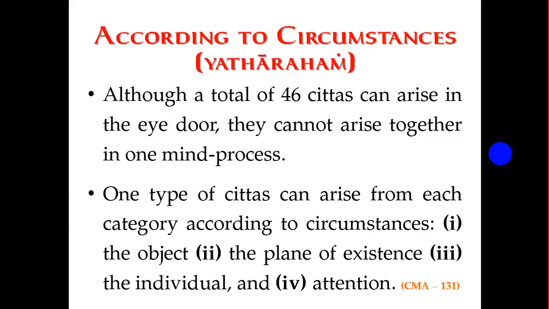Number 1, the object. Number 2, sometimes the plane of existence. In the 5 material realms, in the Brahma realms, registration citta cannot arise, right? Only javana, no registration citta. So therefore, it depends on the plane of existence. And also it depends on the individual.